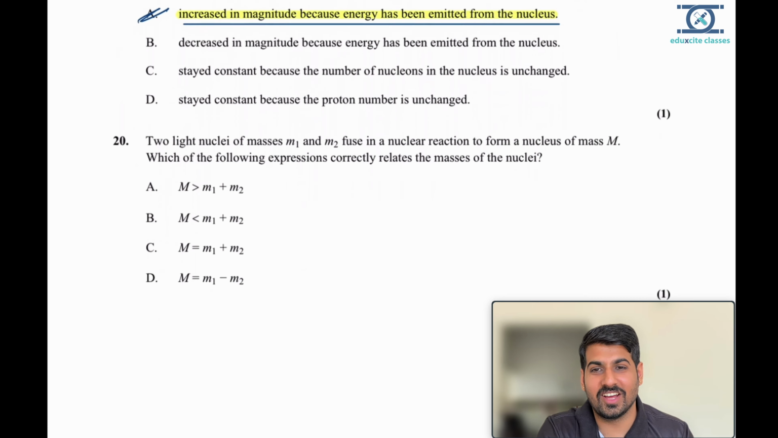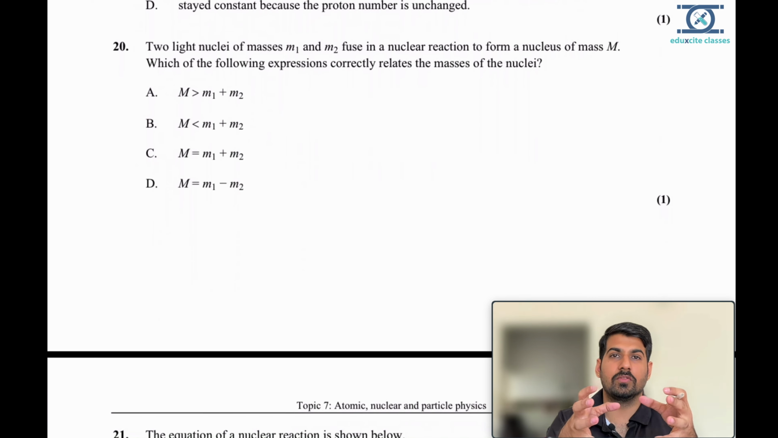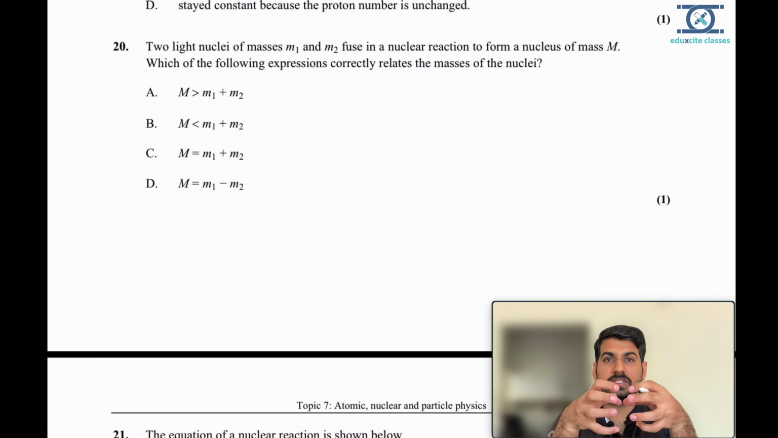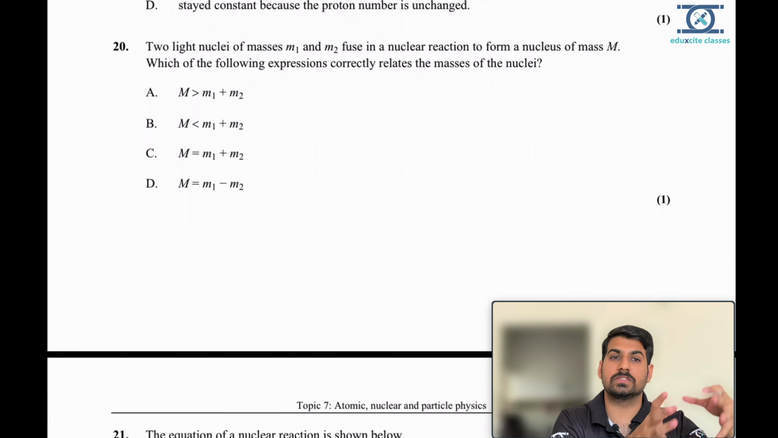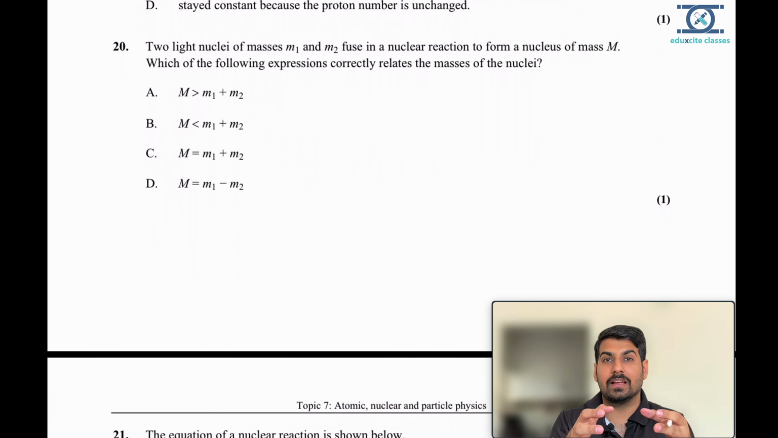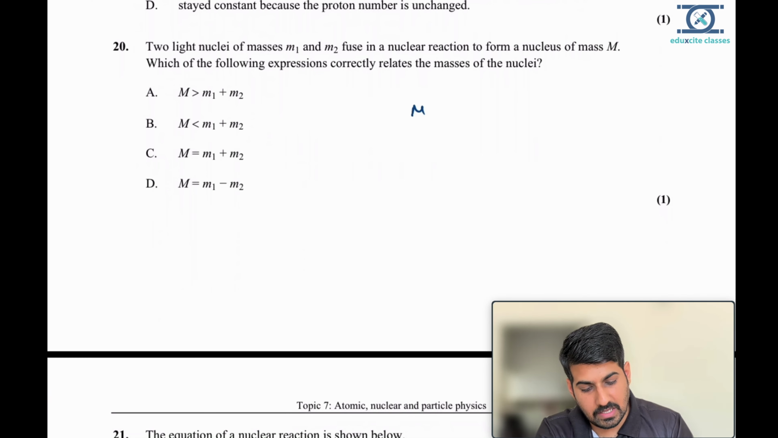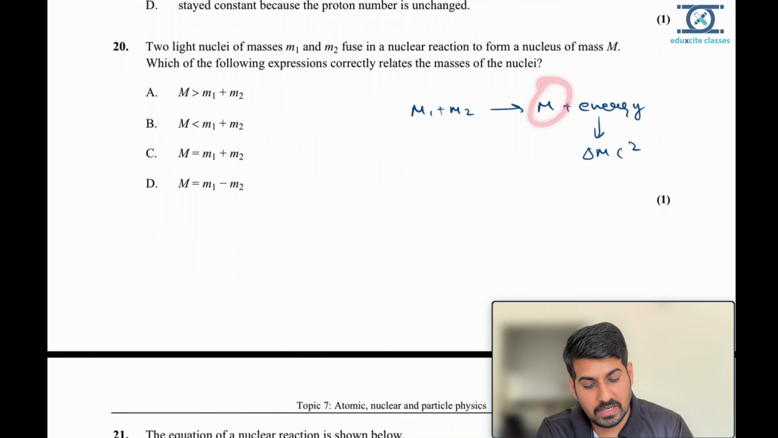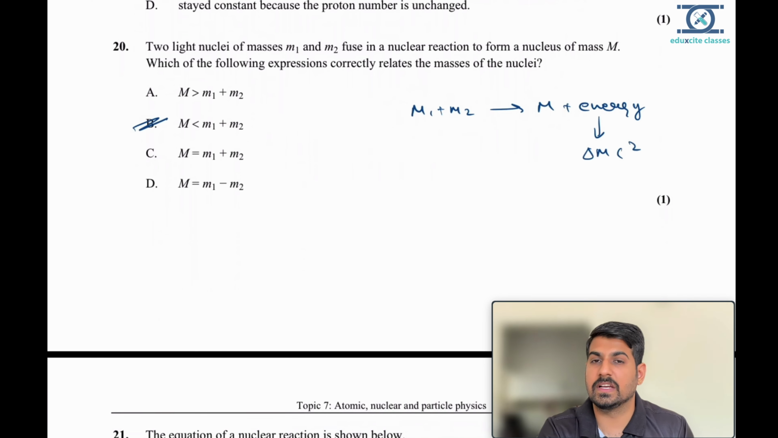Now question number 20. Two light nuclei of mass m1 and m2 fuse in a nuclear reaction to form a nucleus of mass m. So whenever two nuclei fuse together, there is a release of energy, and m1 plus m2 gives m plus energy. Now this energy comes because of the mass defect. So definitely this mass m will be less than the summation of m1 and m2. So only option B satisfies this. So for question number 20, B is the right answer.